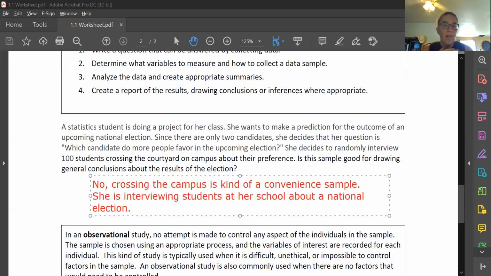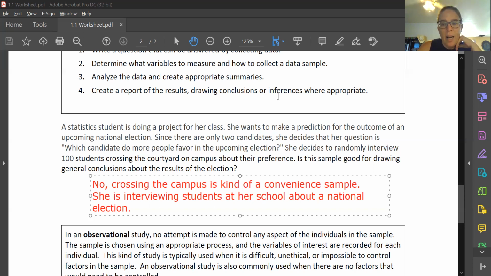So you can't say the whole nation is the population and these 100 students that she came across at lunch is her sample. It's not representative of the population. So this is not good. Okay, that was a little longer than I meant, but that's okay. We're going to talk about that more as we go on.